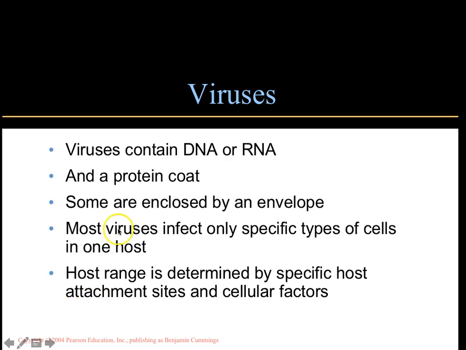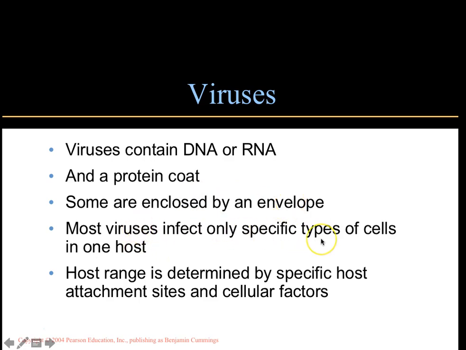So it says viruses contain DNA or RNA and a protein code. Now, the protein code is to protect it. Its blueprints, if they're destroyed, that's it. So they very often have one or two types of coating around it so that they're protected until they meet a host cell that they can parasitize. And so that's why some are also enclosed by an envelope.